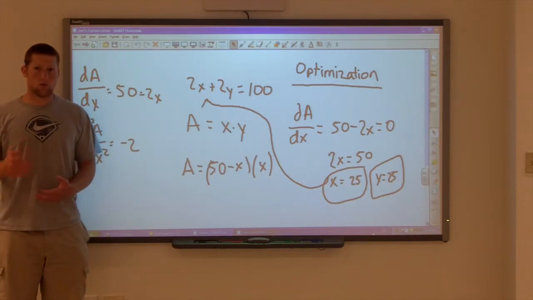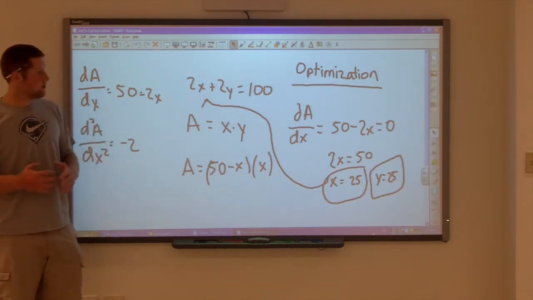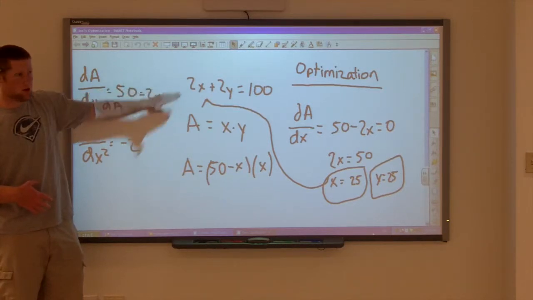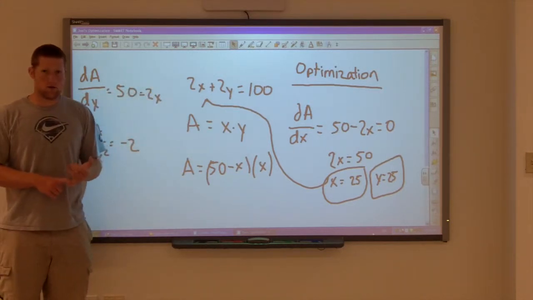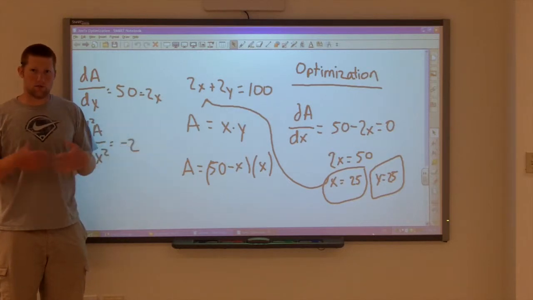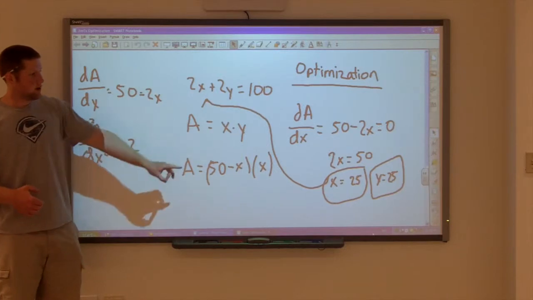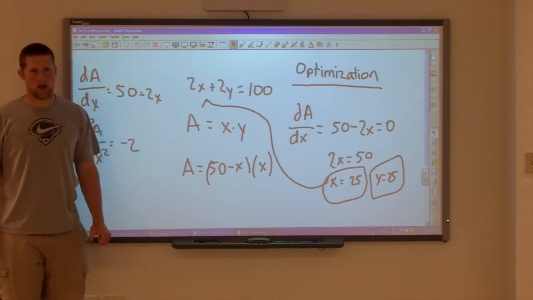Now we also need to check the upper bound of our boundaries. So x can go all the way up to 50 before y gets to 0 according to our perimeter function. So if x is 50 but y is 0, our area is again 0. So now that we've checked our boundaries and we have our second derivative, we can be sure that x and y both being 25 is indeed our maximum.